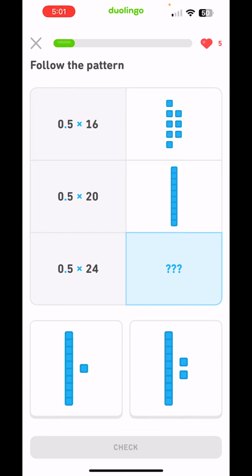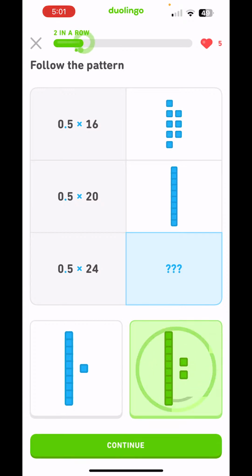Okay, follow the pattern. 0.5 times 16, 0.5 times 20, 0.5 times 24. Okay, let's see. What would that be? 0.5, 10, 11, 12. Okay, I got 12. Oh, you also got 12. Okay, so I'm on the right track. That is good.